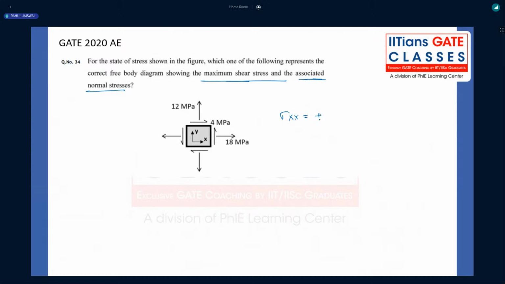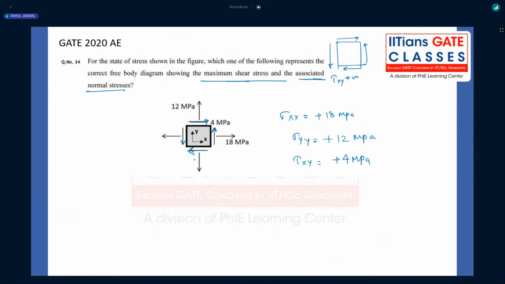What is sigma xx? Positive or negative 18 megapascal? Tell me, guys. Acting away from that plane, that means positive, right? What about sigma yy? Plus 12 megapascal, right? Plus 12 megapascal. What about tau xy? What sign convention did we teach? If it is like this, it is positive. Tau xy, so is that positive or negative? Plus 4 megapascal, right? Like this it is acting, right?